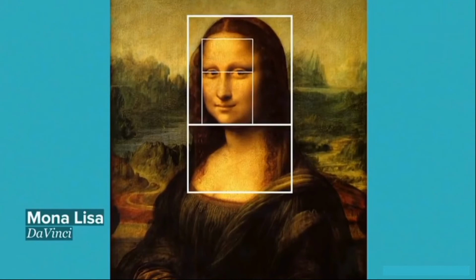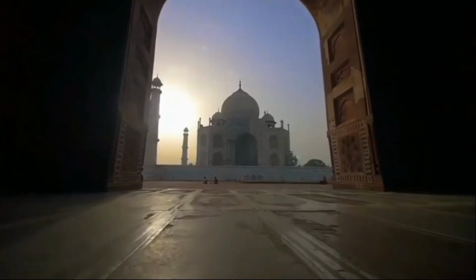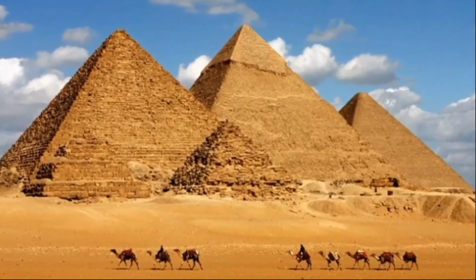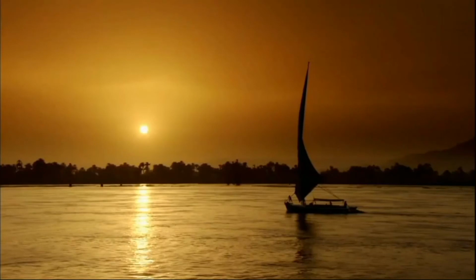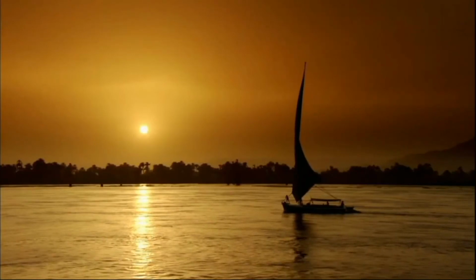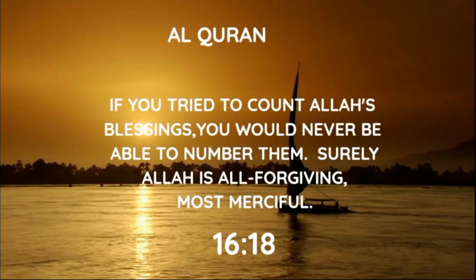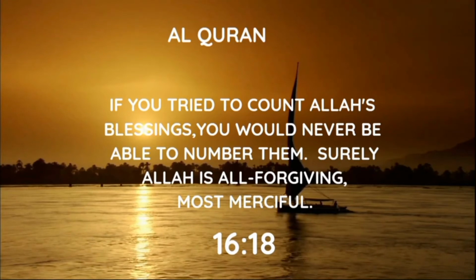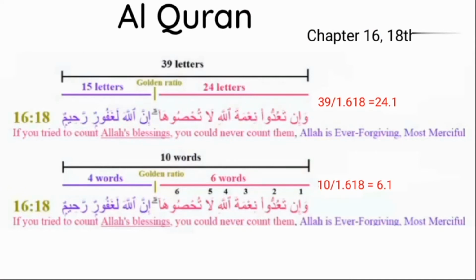The Mona Lisa painting, the Parthenon in Greece, the Taj Mahal, they all look attractive because they follow the golden ratio. In relation to this divine proportion, God has said in the Quran, "If you tried to count Allah's blessings, you would never be able to number them. Surely Allah is all forgiving, most merciful." Now look at this verse closely. Something amazing is found in this verse.